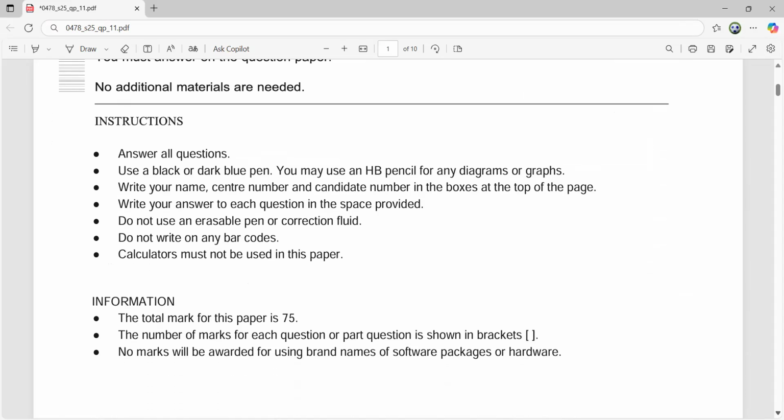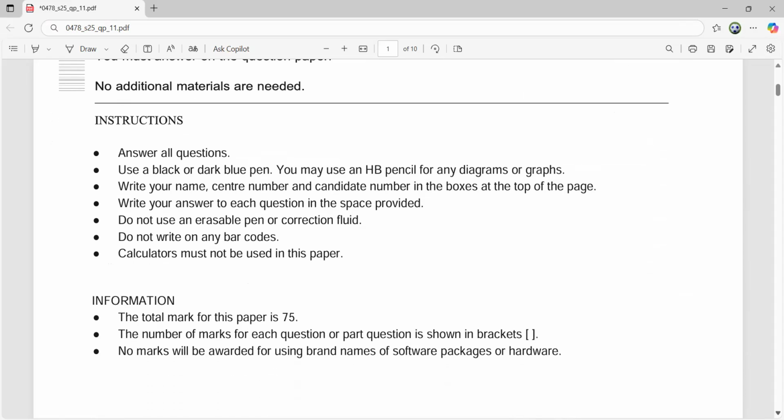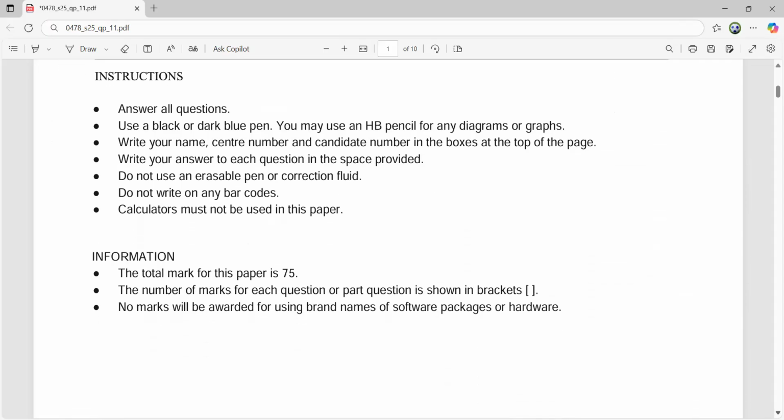Paper is of 75 marks. The marks of each question or part questions are given in brackets. There is no mark awarded in case of using the brand names. So please refrain from using the brand names.